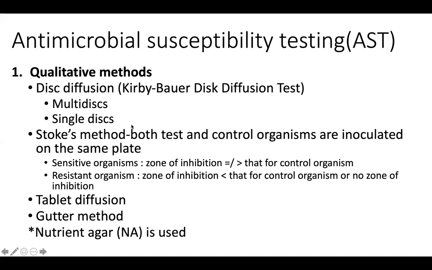So there will be some numbers involved in the quantitative methods. For qualitative methods, the one you're most likely to see in your practical is a disc diffusion, also known as a Kirby-Bauer disc diffusion test. So you can use a multi-disc. These discs contain different antimicrobial agents with different concentrations. You can also use a single disc if you're only interested in finding out the susceptibility of this bacterium that you have isolated to, for example, amoxicillin.